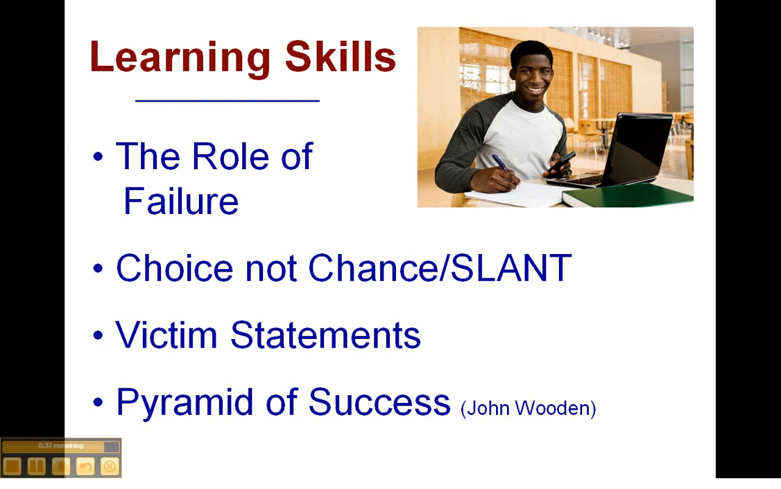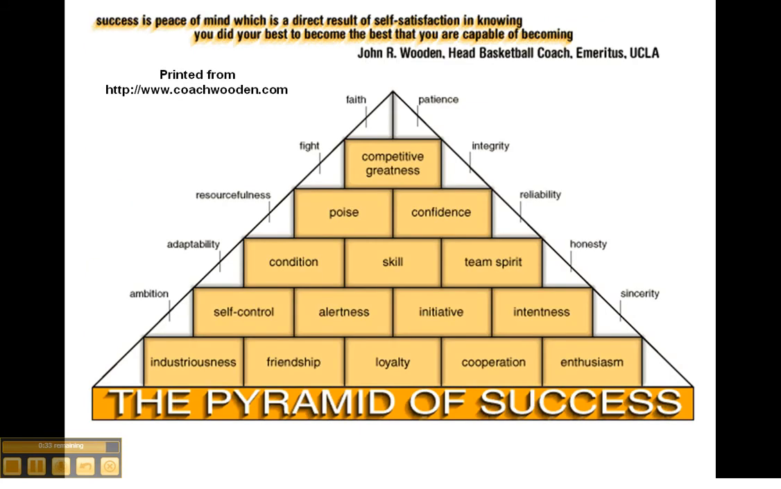We can also teach kids about the Pyramid of Success by John Wooden. John Wooden was a legendary coach of UCLA basketball, and we'd encourage you to go to coachwooden.com. But if we're going to teach kids about success, we need to give them a path, a roadmap to success. And this Pyramid of Success is a wonderful roadmap. Teach the kids about the blocks and what they mean and how they can become real in their own lives. And let the kids examine their own lives in relation to this pyramid. This gives them a roadmap to become successful learners.